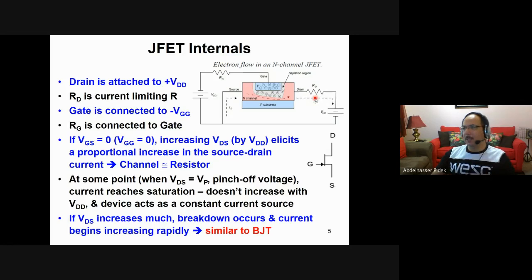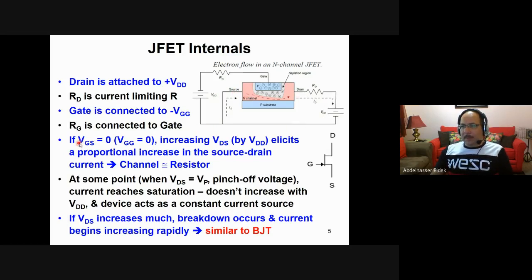So what will happen here? Assume that VGS equals 0. This is the voltage between the gate and the source. VGS equals 0, which means there's no voltage here, VGG equals 0. What will happen? In this case, since this one is connected to negative, it will force the electrons to move in the N channel and go to the drain like this. So we have the electrons moving in this direction here.